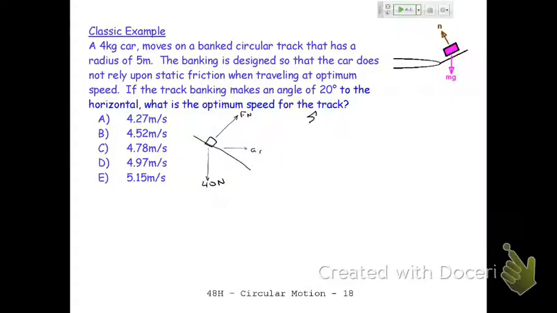I say the sum of the forces horizontally is equal to MA, which equals MAC, because it's still centripetal, which equals mv squared over r. In this case, optimum speed, I'm trying to find v. Oh, this is not so bad then. So this banking is at 20 degrees. So that angle there is 20.